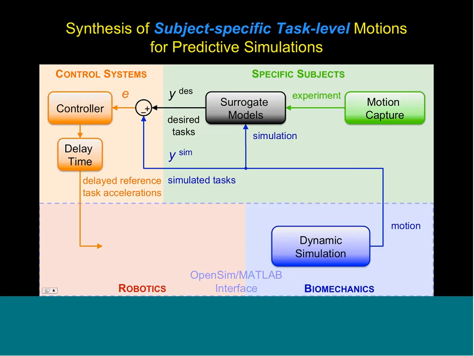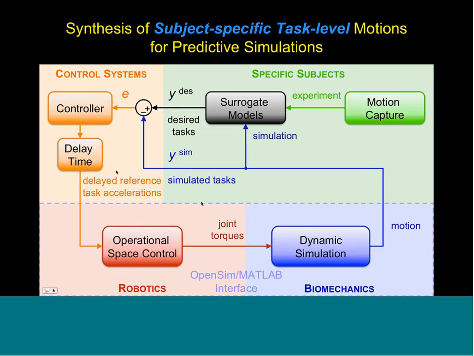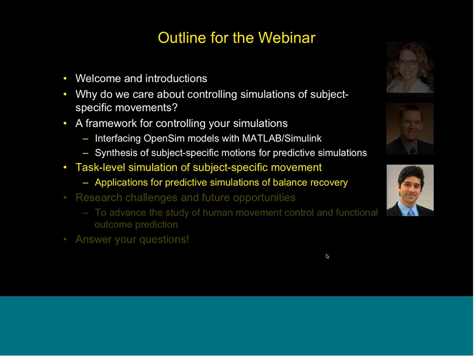And then within the OpenSim and MATLAB interface here at the bottom, we can combine those different approaches from robotics and biomechanics. We have operational space control from robotics, which says if you want me to move with some task acceleration, what joint torques are necessary to create that acceleration. And then given those joint torques, we can use the biomechanics tools to break things down to the muscle level. That was really my conceptual overview, and I wanted to pass it off to Misag.